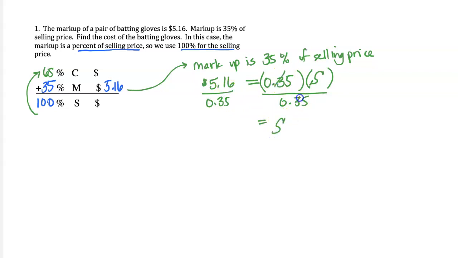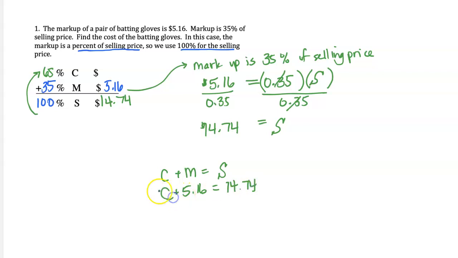And when I do that, on the right-hand side, I have variable S. On the left-hand side, with rounding, I get $14.74. To finish up, we can either use cost plus markup equals selling price to fill in the markup and selling price and solve for cost, or we can work here and work backwards. It will end up the same subtraction. With our subtraction, I get $9.58.